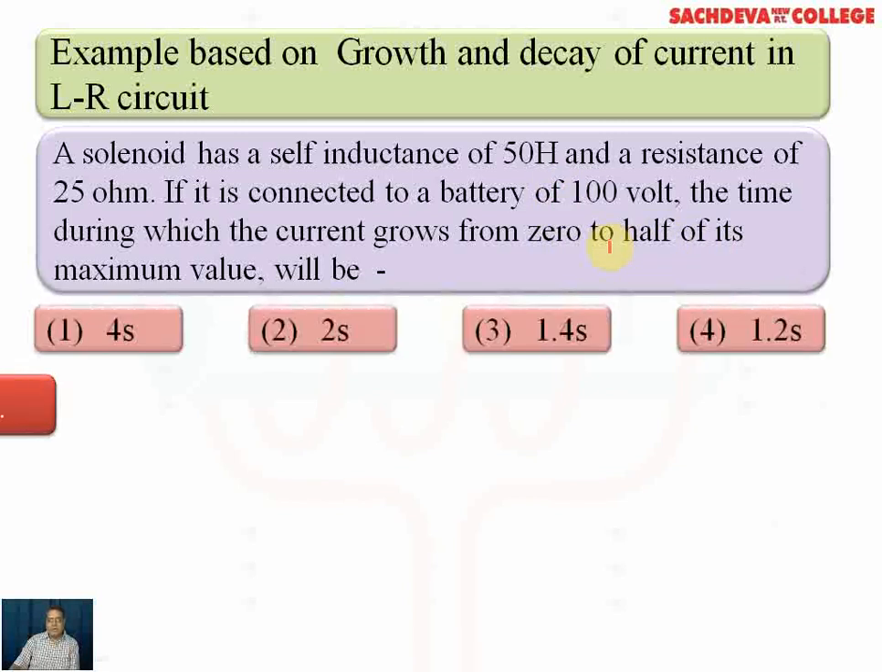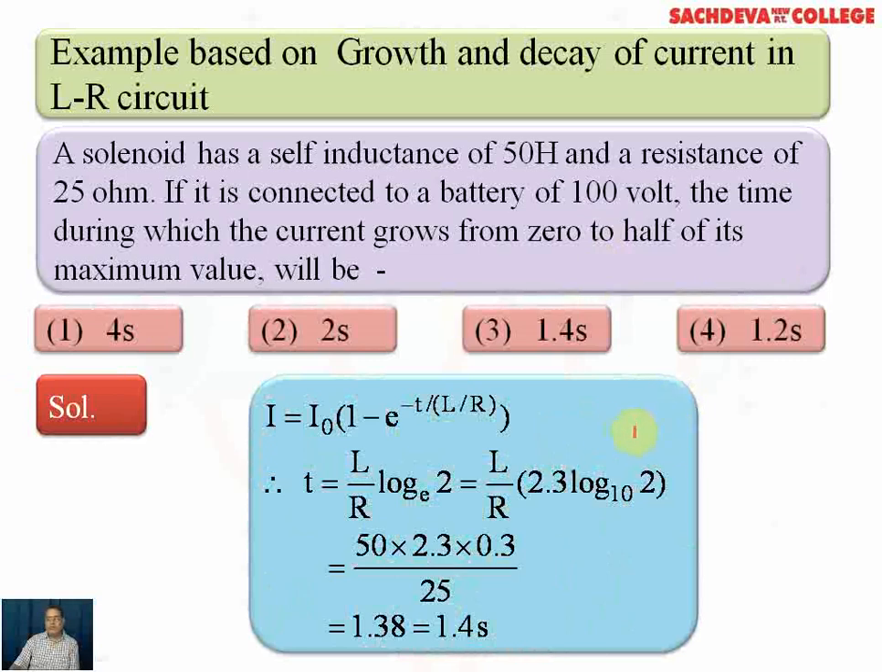Now there are 4 options given. In order to get the solution, we have to use the exponential equation we just discussed, that is I is equal to I naught into 1 minus e to the power minus t over L over R. So t is calculated using logarithmic calculations, that is L by R and log 2 base e. So log 2 base e is to be converted to base 10. We can write this as 2.303 log 2 base 10. So log 2 base 10 will be 0.3, and 2.3 we have multiplied with 50, that is the inductance.